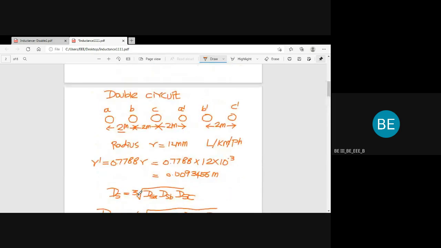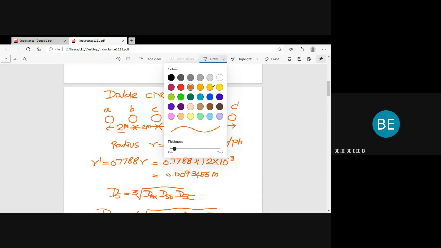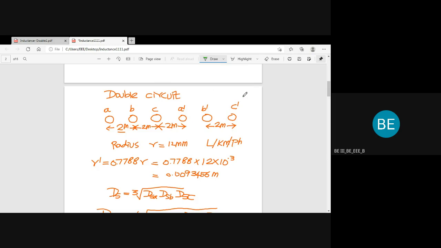So this is a double circuit line. Suppose the double circuit line has bundled conductors, right? So I am having a bundled conductor in a double circuit line. I will consider the bundle spacing. The bundle spacing D I have considered as 40 centimeter.